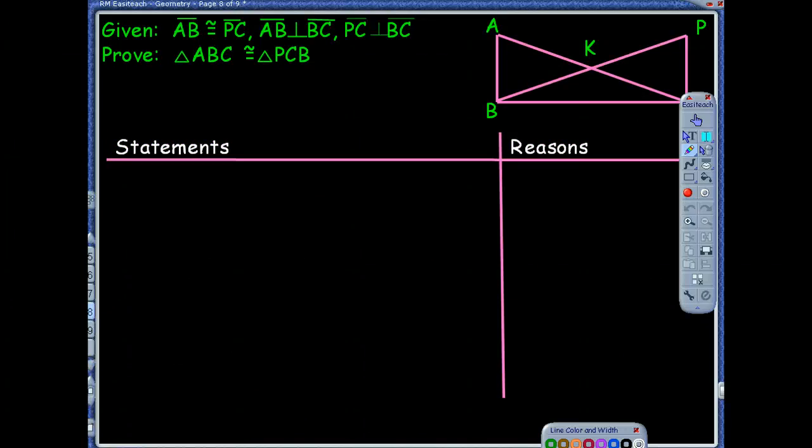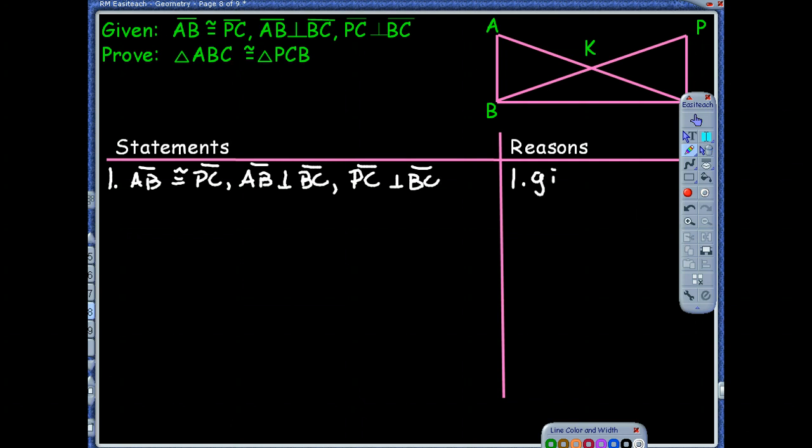Last one. Let me write the given. You start maybe brainstorming, sharing some ideas. I am looking at this, and I have a set of segments that are congruent, and then I have 2 sets of segments that are perpendicular. And when I see those perpendiculars, I know that perpendiculars form right angles. And all right angles are congruent. So that may give me another set of angles.